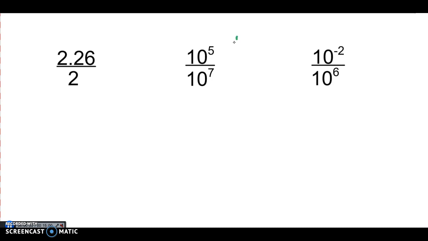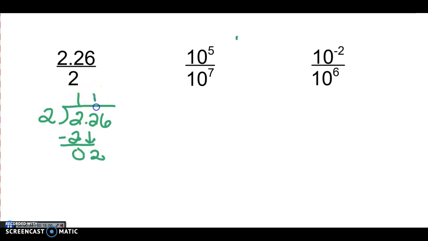So the first one is 2.26 divided by 2. So we're figuring out how many times 2 goes into 2.26. 2 goes into 2 once. 1 times 2 is 2. Subtract, you get 0. Drop down the 2. 2 goes into 2 one time.